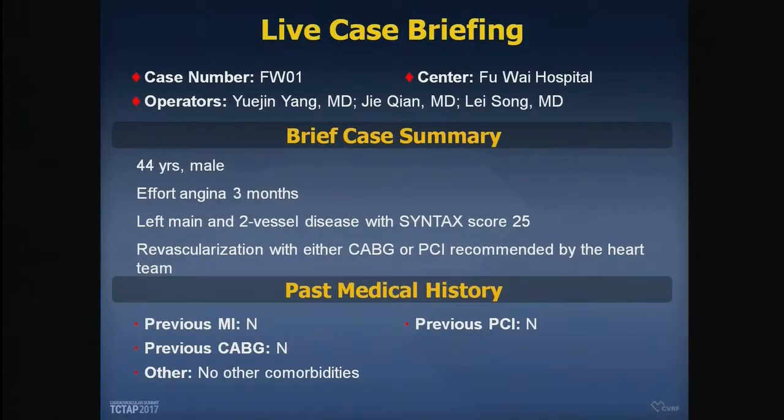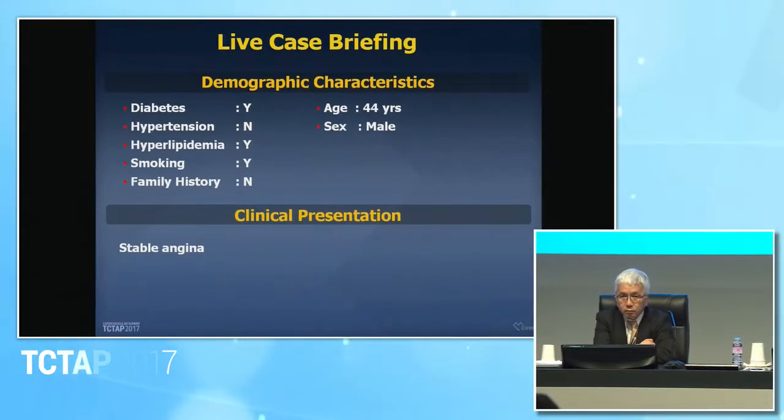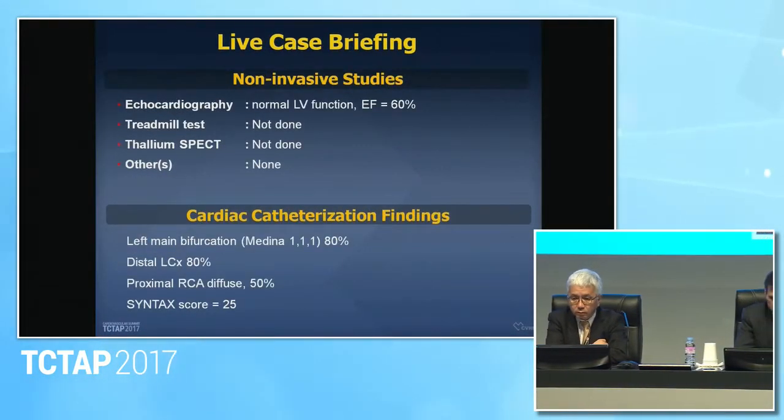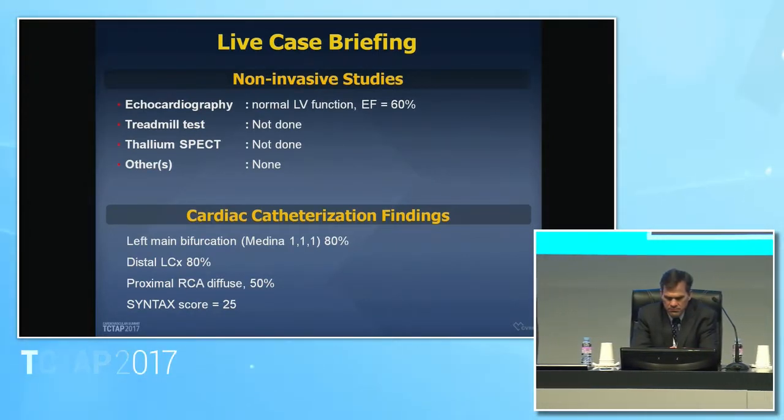Hello everyone. This is a 44-year-old male patient who suffered from angina 3 months ago. The angiogram showed left main and two-vessel disease with SYNTAX score 25. Revascularization with either CABG or PCI was recommended by the heart team. The patient denied any previous MI, PCI or CABG history. The patient had diabetes, hyperlipidemia, and is a current smoker. The clinical diagnosis is stable angina, and the echo showed normal left ventricular function. The ejection fraction was 60%.